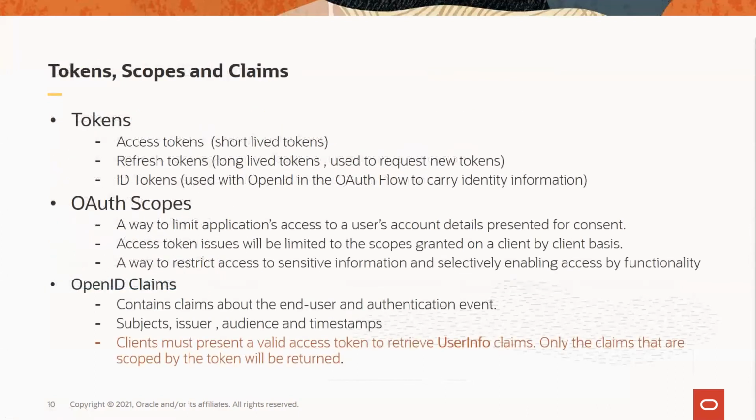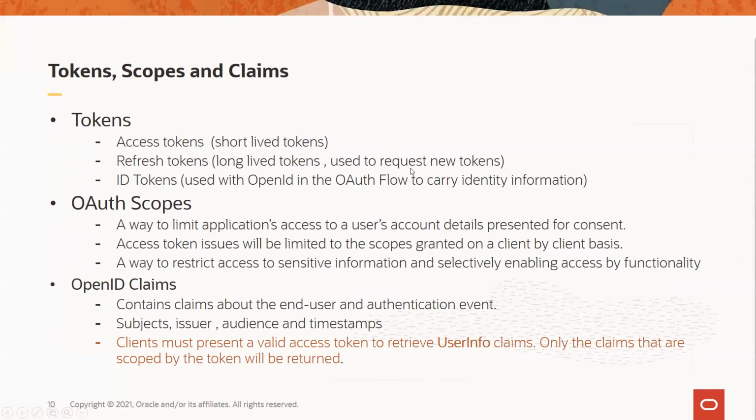Moving further, we see what tokens, scopes and claims are. Basically, the client request authenticates with OAuth services and requests the token endpoint for an OAuth access token from the authorization server. The access token is a short-lived token and has an expiration date. Refresh tokens are usually long-lived tokens, used to request new access tokens after the short-lived ones expire. ID tokens are used for OpenID in the OAuth flow, which carries the identity information.